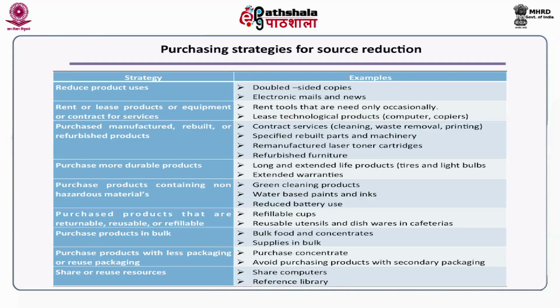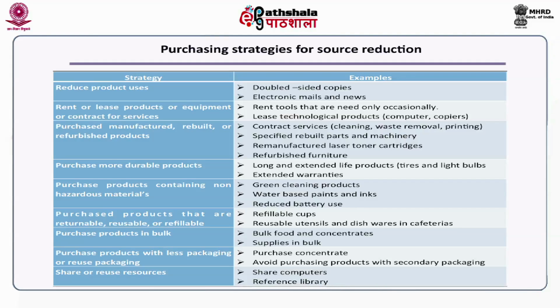Then you can use remanufactured laser toner cartridges, and you can also use refurbished furniture. Purchasing more durable products. So, when you purchase something, you look for a product which has an extended warranty or a long and extended life period. For example, the light bulbs, now you have CFL and LED bulbs. So, that is one example.